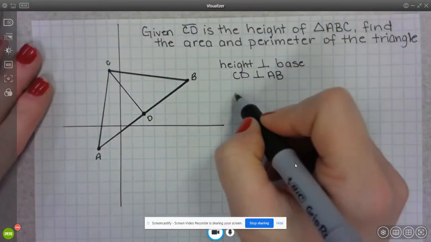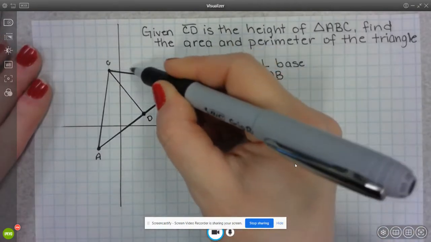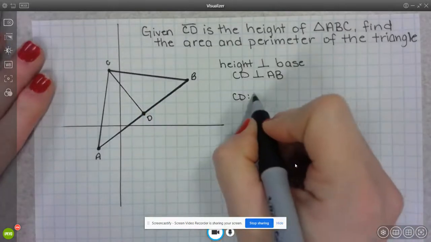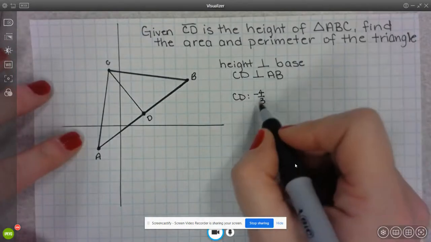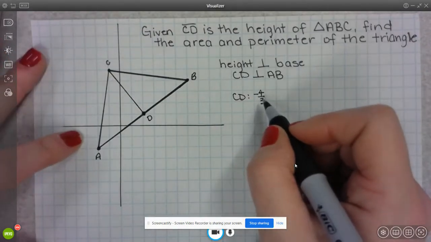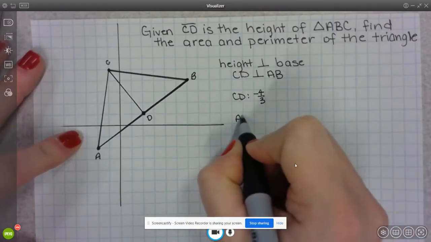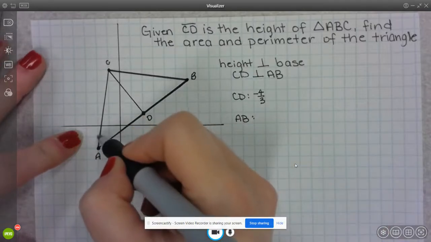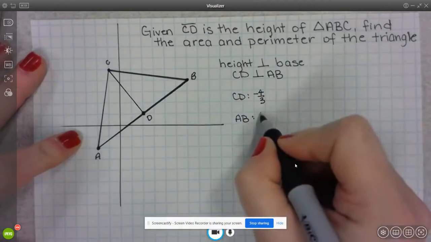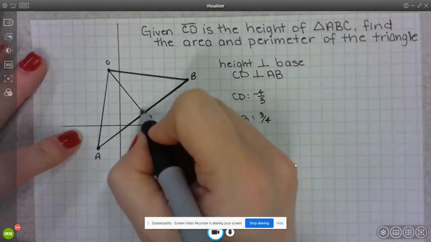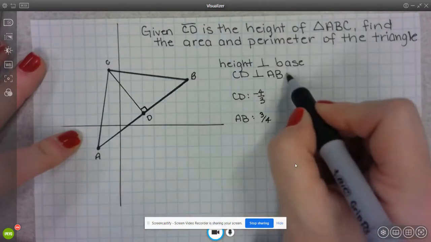So finding the slope of CD, I'm going to go 1, 2, 3, 4 over 1, 2, 3. So this would be -4/3. So in order for this to be perpendicular, I need to prove that the slope of AB is +3/4. So that means I would need to be able to go up 1, 2, 3 and over 1, 2, 3, 4, which is in fact the case. So I know that this is a perpendicular line. So I know that this is true.